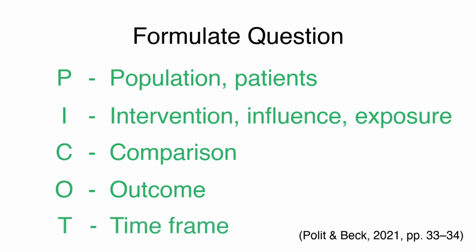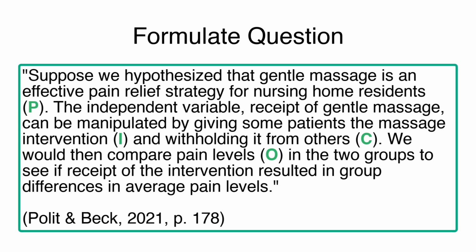Chapter 9 of Polit and Beck shows an example that relates to the experimental intervention in quantitative studies. Suppose we hypothesize that gentle massage is an effective pain relief strategy for nursing home residents, P. The independent variable, receipt of gentle massage, can be manipulated by giving some patients the massage intervention, I, and withholding it from others, C. We would then compare pain levels, O, in the two groups to see if receipt of the intervention resulted in group differences in average pain levels.